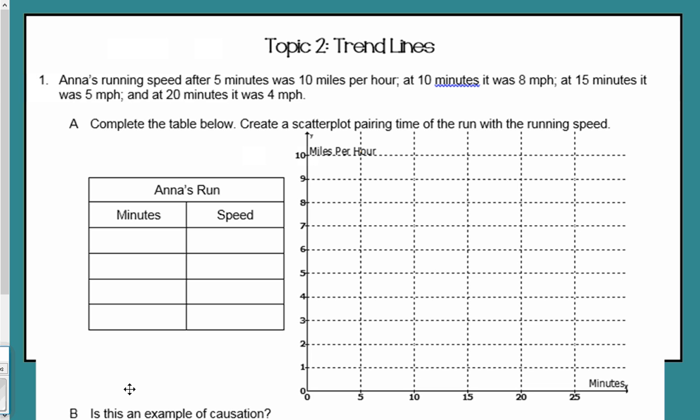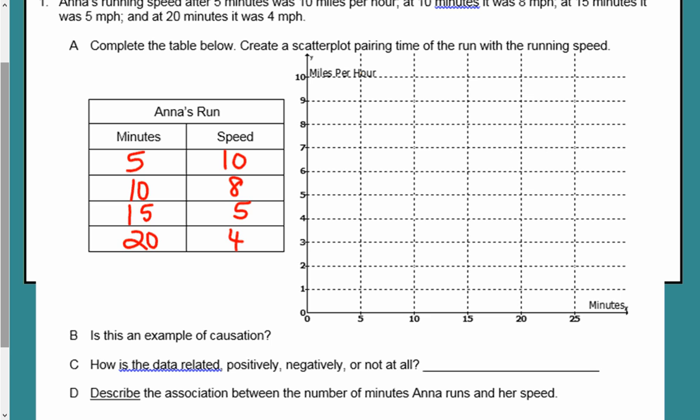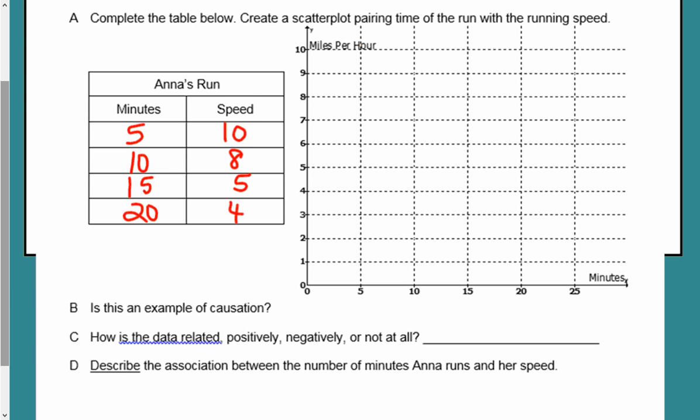So let's first take this situation about Anna. After 5 minutes, she was running at 10 miles per hour. At 10 minutes, she was running 8 miles per hour. At 15, she was running 5 miles per hour, and at 20 minutes, she was running 4 miles per hour. So it says complete the table below, create a scatter plot that pairs both the speed and the minutes she's been running. So at 5 minutes, she was at 10, at 10 minutes, she was at 8, at 15 minutes at 5, at 20 minutes, she was at 4.